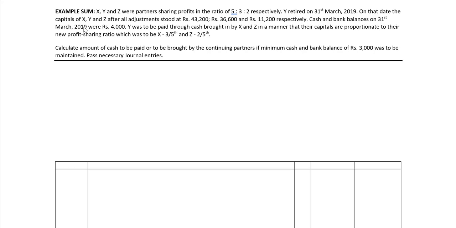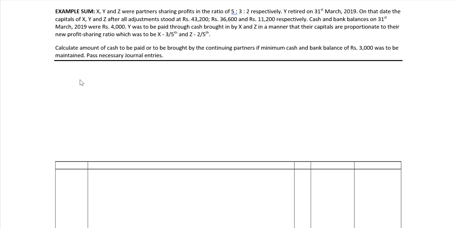Y was to be paid through cash brought in by X and Z in a manner that their capitals are proportionate to their new profit sharing ratio, which was to be X 3/5 and in the case of Z 2/5. We are asked to calculate the amount of cash to be paid or brought in by the continuing partners if minimum cash and bank balance of rupees 3,000 was maintained. Pass the necessary journal entries also.